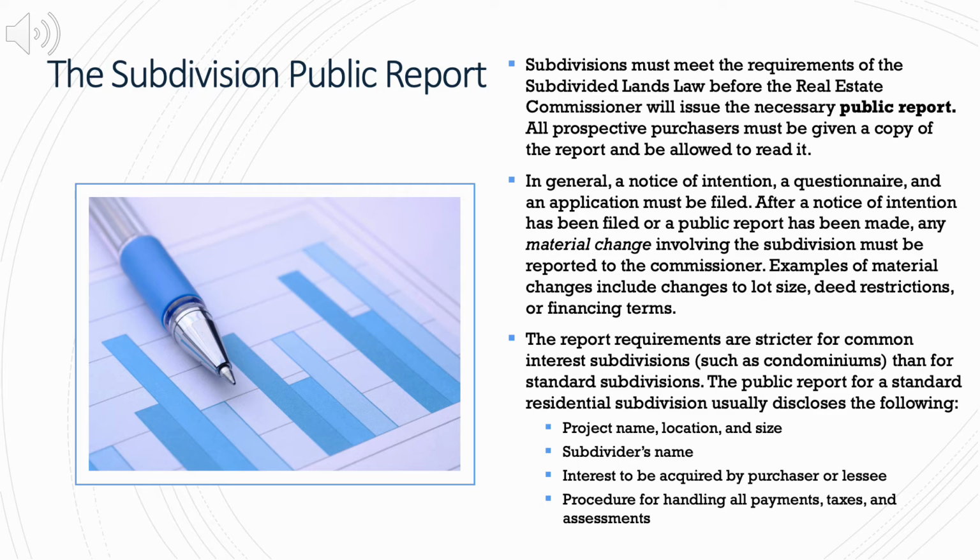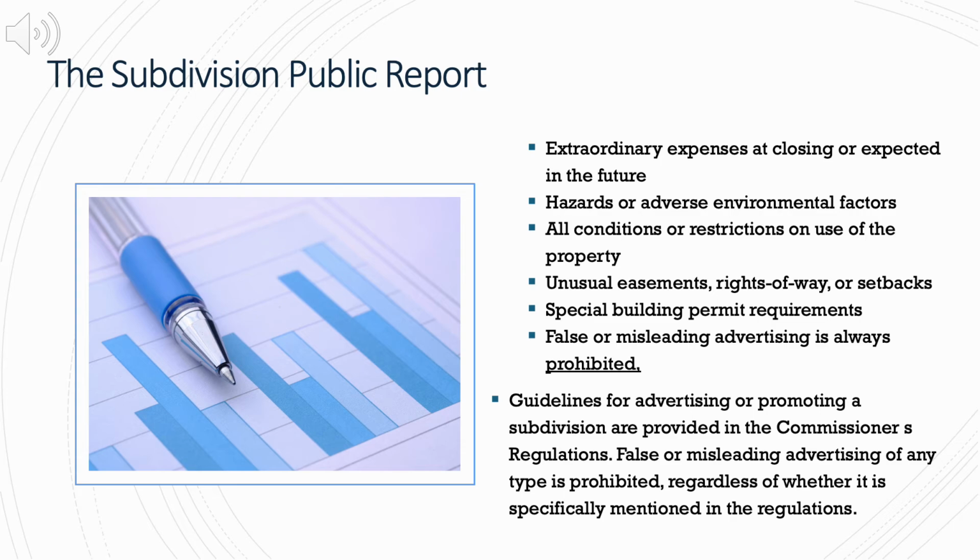The public report for a standard residential subdivision usually discloses the following: project name, location, and size, subdivider's name, interest to be acquired by purchaser or lessee, procedure for handling all payments, taxes, and assessments, extraordinary expenses at closing or expected in the future, hazards or adverse environmental factors, all conditions or restrictions on use of the property, unusual easements, rights of way, or setbacks, special building permit requirements.